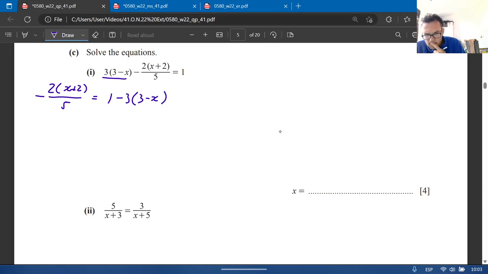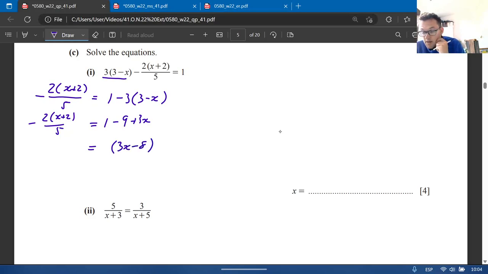Okay. Let's expand those brackets there. So minus 3 times 3 is minus 9. Minus 3 times minus x, be careful here, will be plus 3x. Okay, don't forget we still have this whole thing on the other side. Okay. Now 1 minus 9, of course, is minus 8. And there's a 3x. So let's do that. That's 3x minus 8. I just swapped it around. It looks prettier.